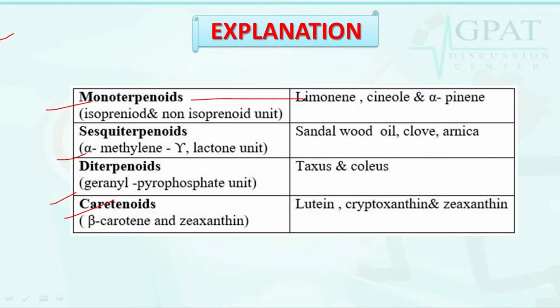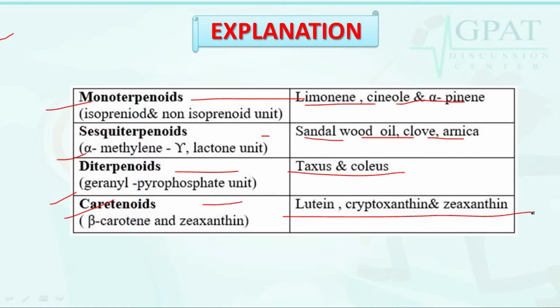Monoterpenoid examples are limonene, cineol, alpha-pinene. Sesquiterpenoids are sandalwood oil, clove, or arnica, whereas diterpenoids are Taxus, coleus, and carotenoids are lutein, cryptoxanthin and zeaxanthin. So these are the examples, students. Just write them down in your notebook, because sometimes the question may also ask from these types of topics.